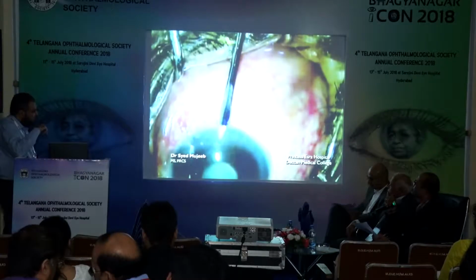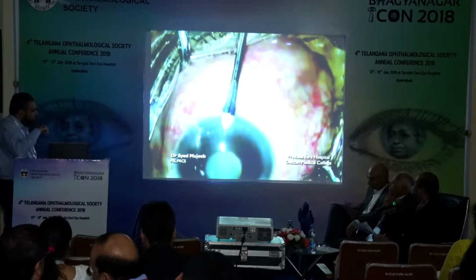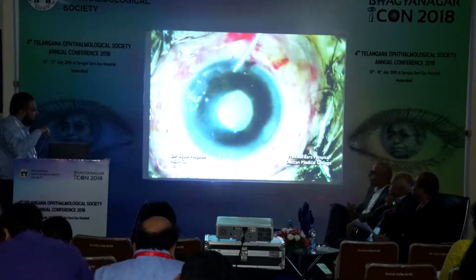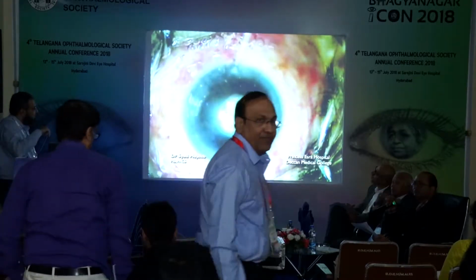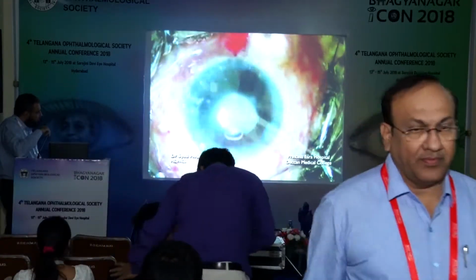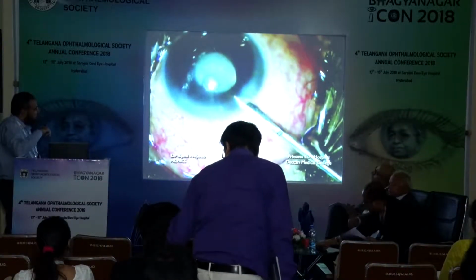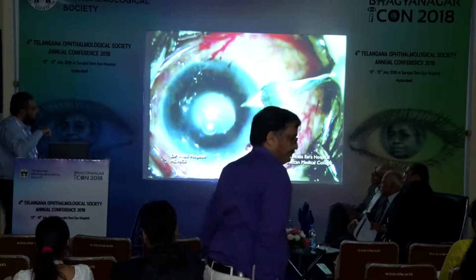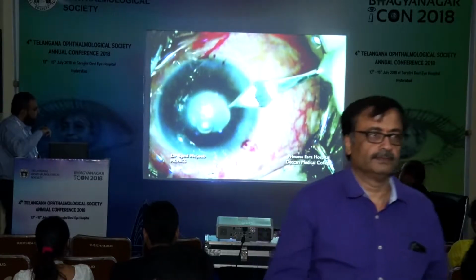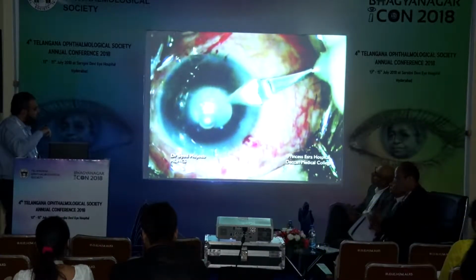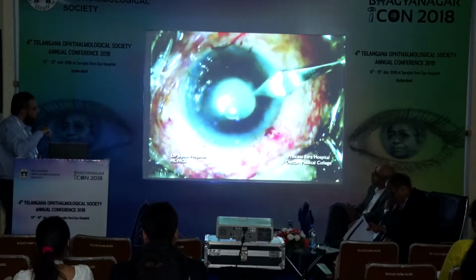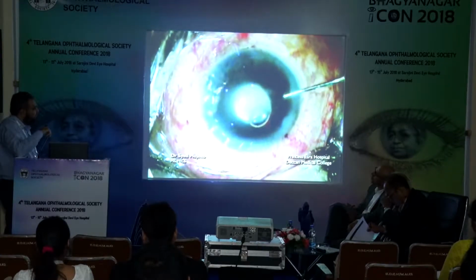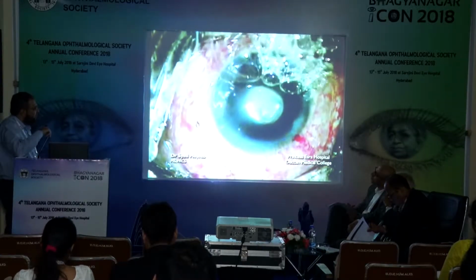This was a lady who presented with phacomorphic glaucoma 3 days after the onset of the attack, and the lens was almost touching the cornea. So she had very significant edema, and the pupil was not dilating. We did a temporal clear corneal phaco, and prior to the surgery, we reduced the IOP with hyperosmotics.